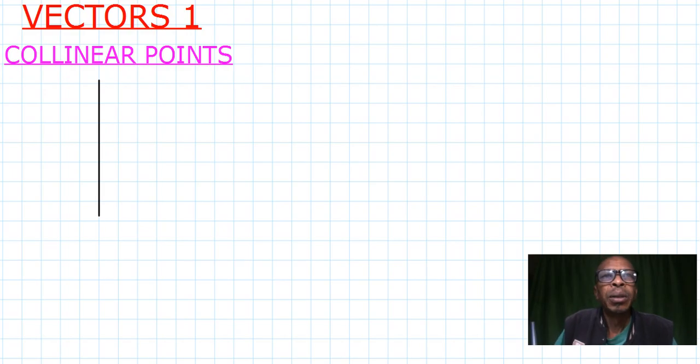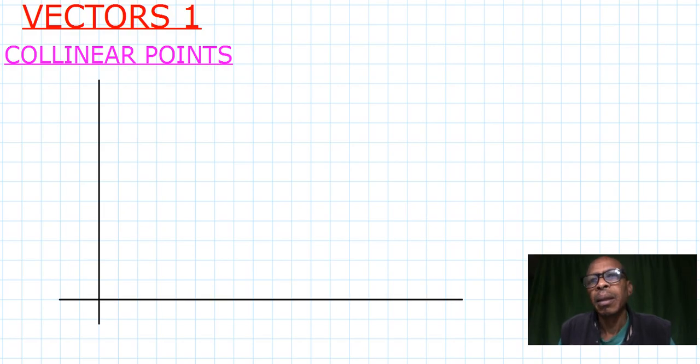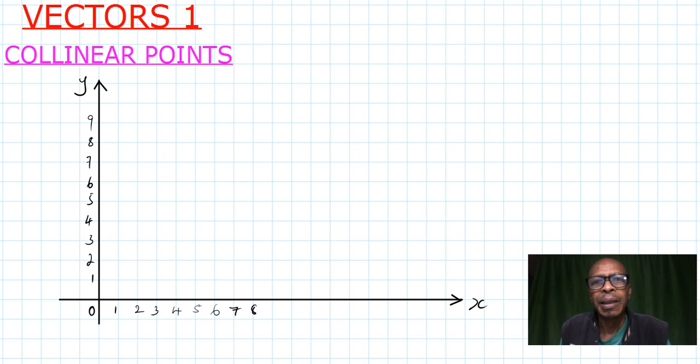So I'm going to draw a Cartesian plane here. This is our y-axis and this is our x-axis. Now we label our Cartesian plane. We have 1, 2, 3, 4, 5, 6, 7, 8, 9. We have 1, 2, 3, 4, 5, 6, 7, 8, 9, 10, 11.